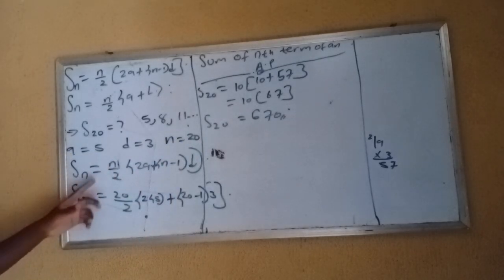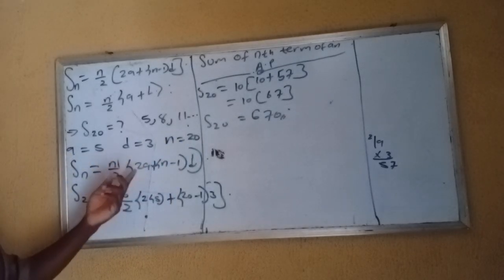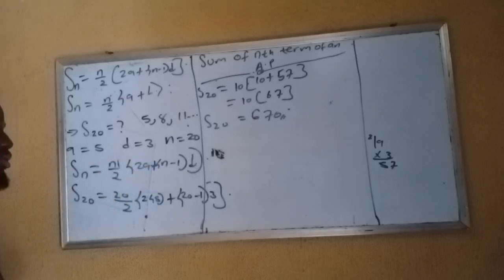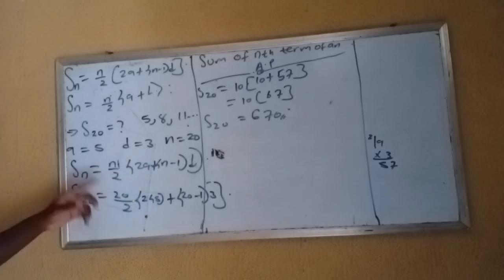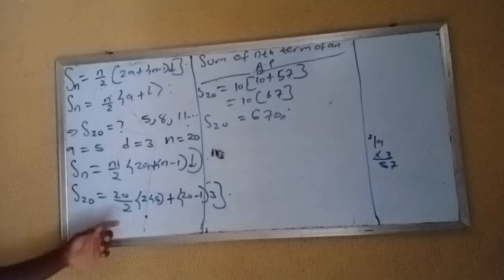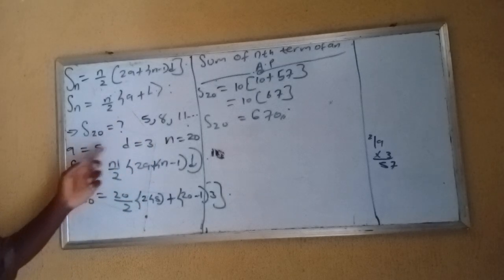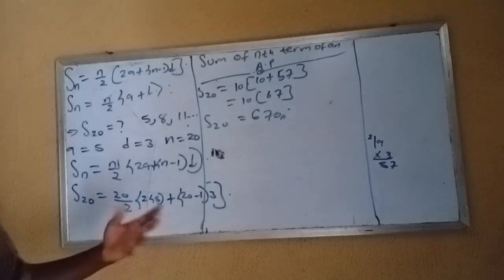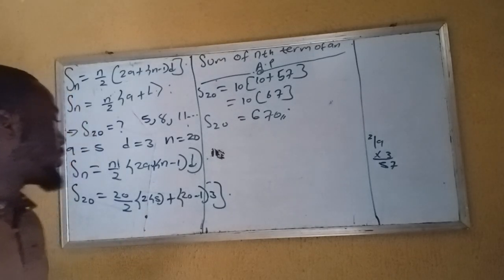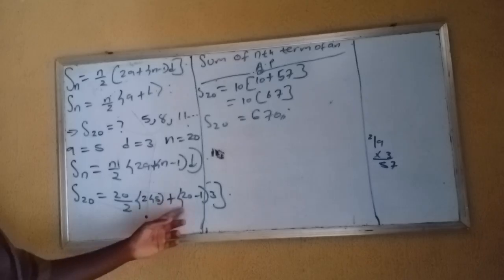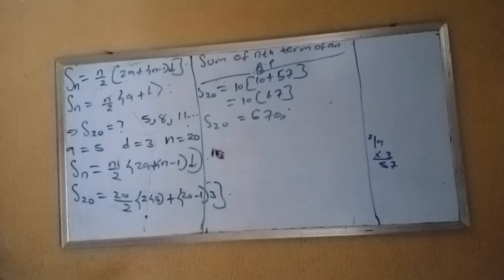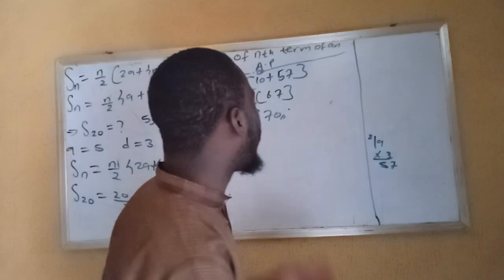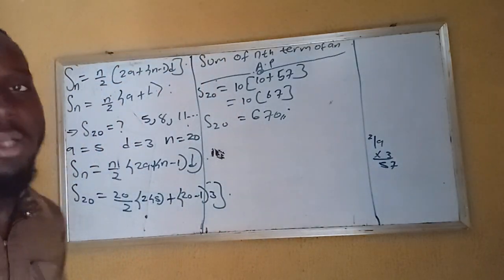Then using this formula, Sn equals n over 2 open bracket 2a plus n minus 1 d, we substitute n equals 20, a equals 5, and d equals 3. Your calculator will calculate the rest for you. It is simply mathematics. 2 times 5 is 10. 20 minus 1 is 19, times 3 gives us 57. 57 plus 10 gives us 67. 10 times 67 gives us 670. As simple as that.